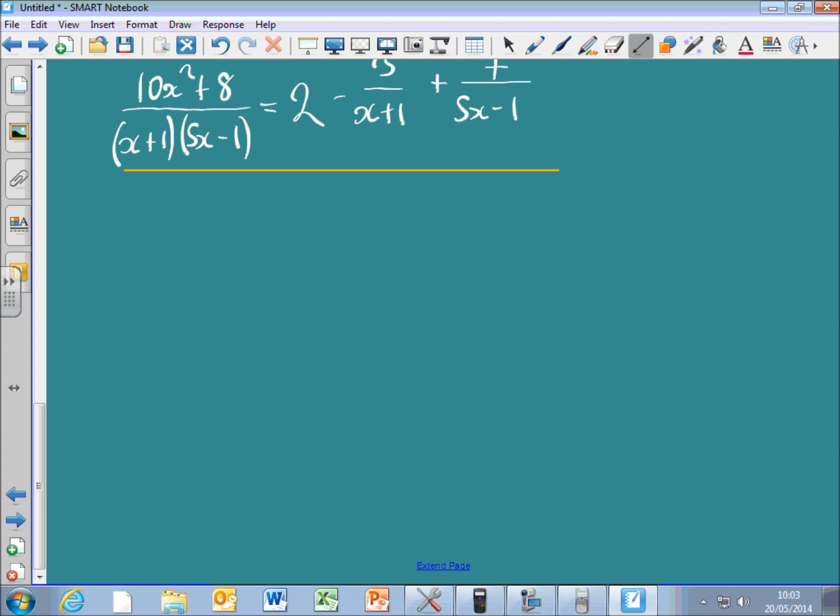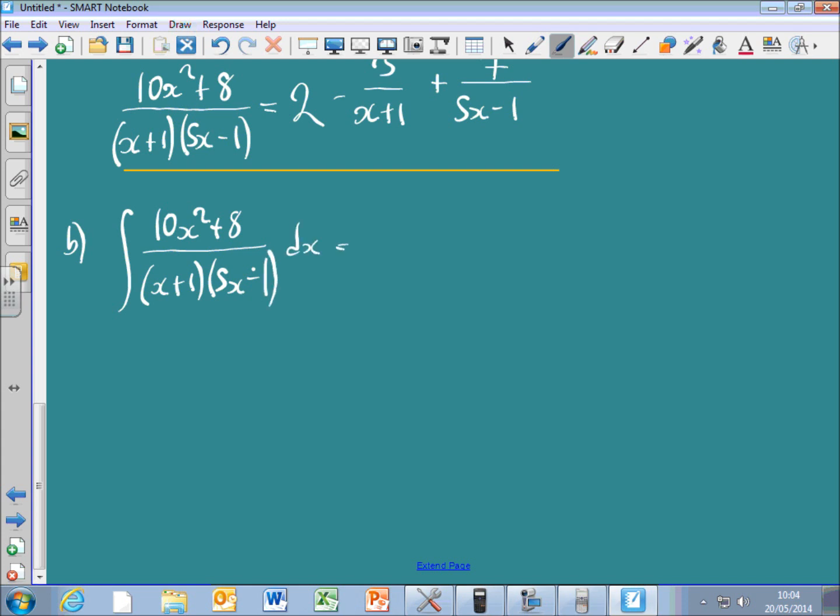And then it says, hence find the integration, hence integrate this. Well, the integration of this does not look very nice, but if I write it in the way we just did, which is equivalent, it's just the integration of this, which looks a little bit nicer. It's because I can integrate each term separately.